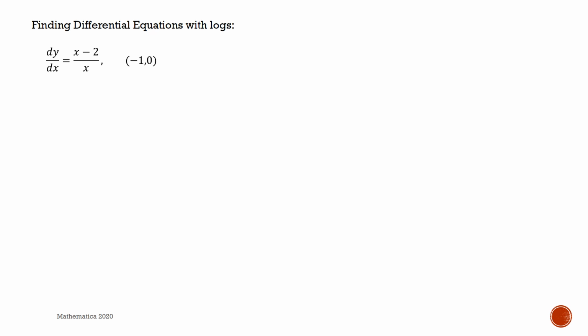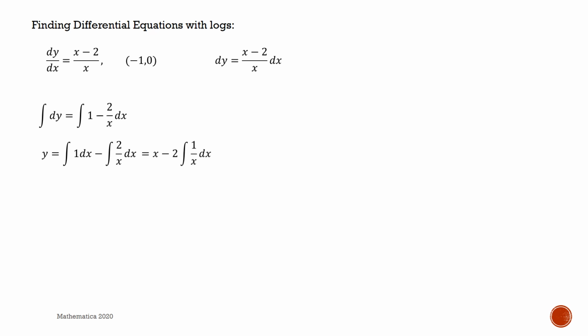Okay, so like we've done in past videos, all we simply do is we cross multiply. So we have dy is equal to (x minus 2) over x dx. We take the integral of both sides, remembering that the integral of dy, or 1 dy, is simply y. So I end up with y is equal to the integral of 1 minus the integral of 2 over x. Remember that 2 is a constant. I can factor out the constant, and now simply find the integral of 1 over x. Therefore, it becomes x minus 2 times the ln of the absolute value of x plus c.